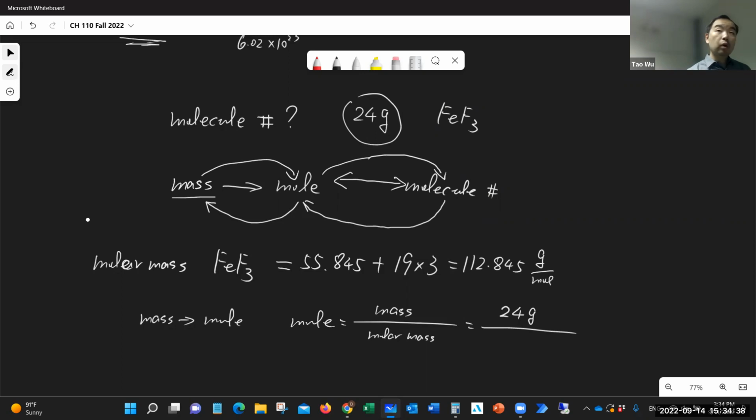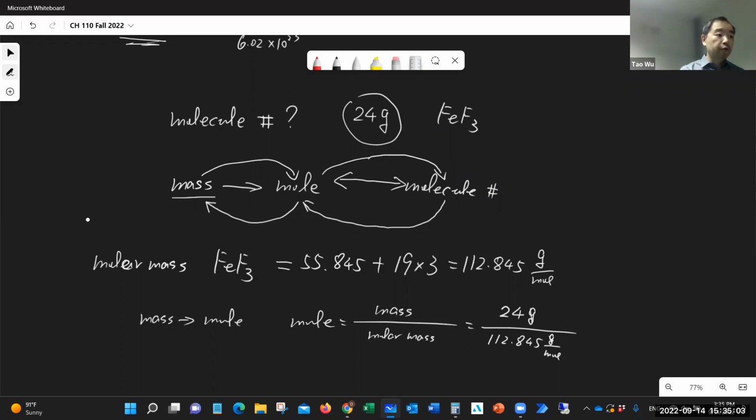This is the molar mass, 112.845. Make sure you know which one is which. 24 is in grams, divided by the molar mass, 112.845 grams per mole. If you're not sure whether the setup is correct, look at the units. Gram is over here, gram is over here, so gram and gram can be canceled.